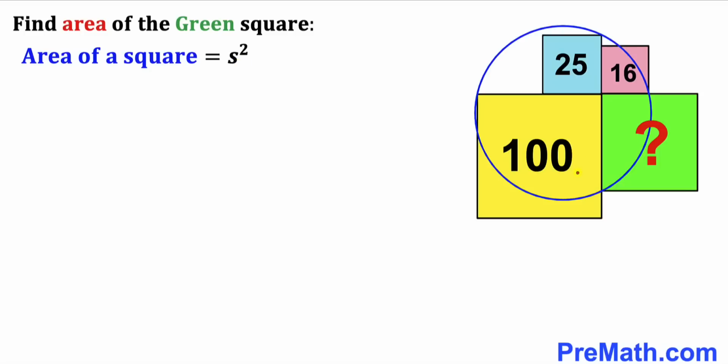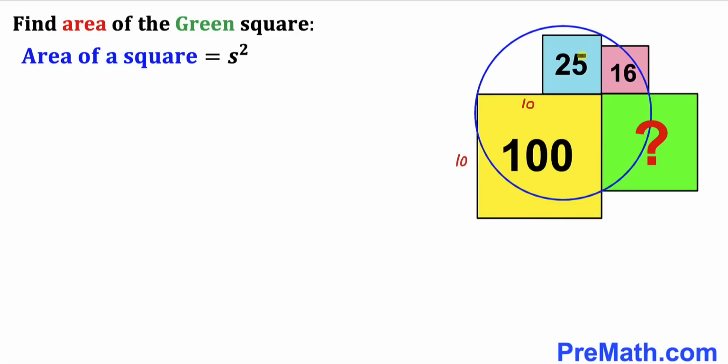Now let's focus on this yellow square. Its area is 100 square units. So that means 100 is 10 squared. So that means this side length is 10 units and this side length is 10 units as well. Likewise, these all have the same length, 10 units.